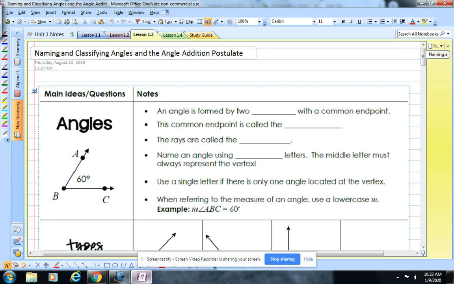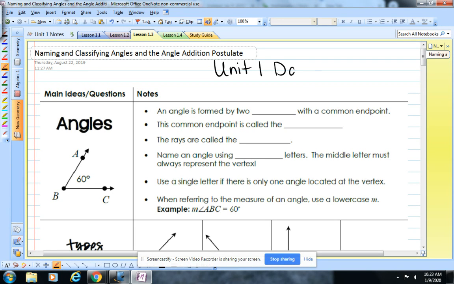So, today we're going to learn about angles. So, this is going to be Unit 1, Day 3, right? So if you want to do the top of your notes, if you want to match it to the video, it's Unit 1, Day 3. All right. So, an angle.